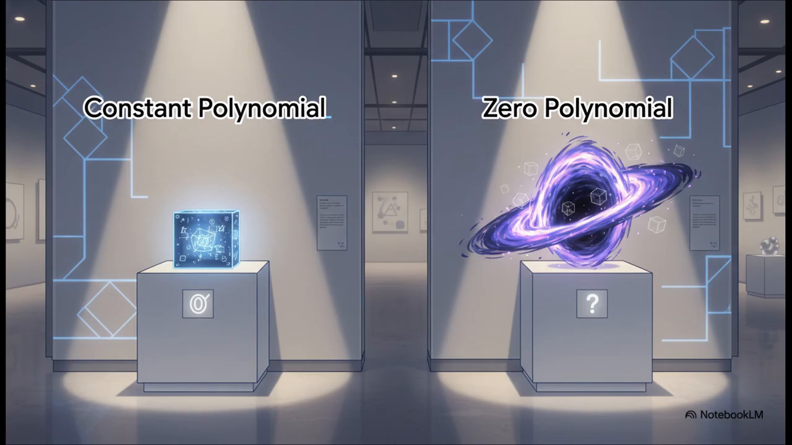Now, there are also a couple of, let's call them special cases you should know about. First is the constant polynomial. This is just a number, like 9. Its degree is actually 0, because you can think of it as 9 times x to the power of 0. Then you have the zero polynomial, which is just the number 0. And its degree is weirdly undefined. Why? Well, because is it 0 times x squared or 0 times x to the 5th? There's no way to tell what the highest power is, so we just say it's undefined.